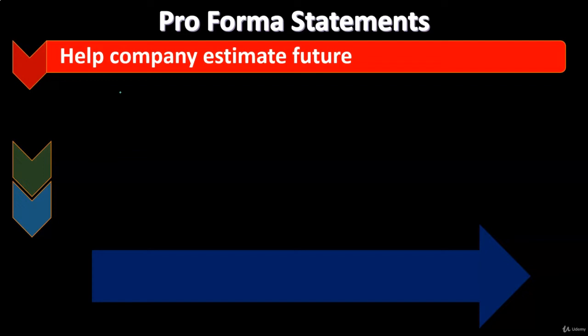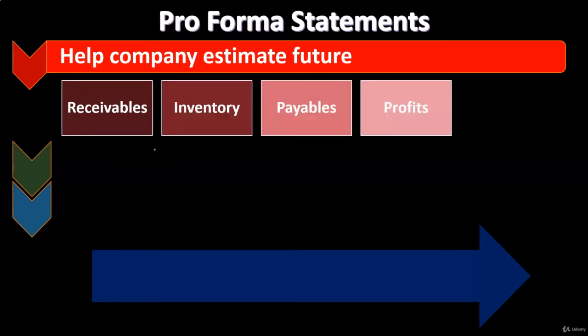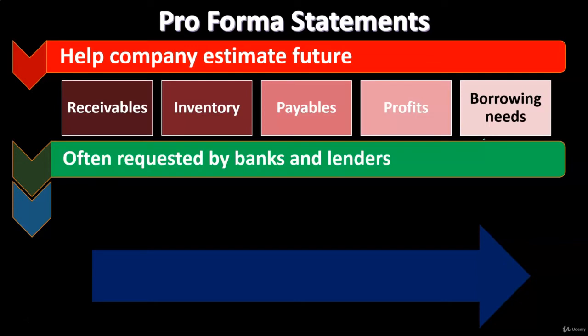So we want to project what we think is going to be happening in the future, meaning how we think we're going to perform, which is going to be a pro forma income statement. Where do we think we're going to stand at the end of that time period, the pro forma balance sheet. It's going to help the company estimate things like the receivables, the inventory, the payables, the profits, and any borrowing that's going to be needed. They're often something that's going to be requested by a bank or lender.